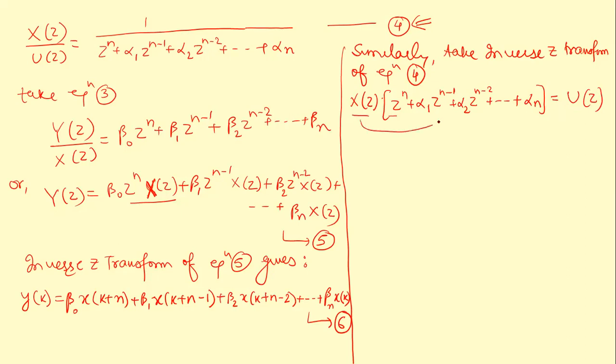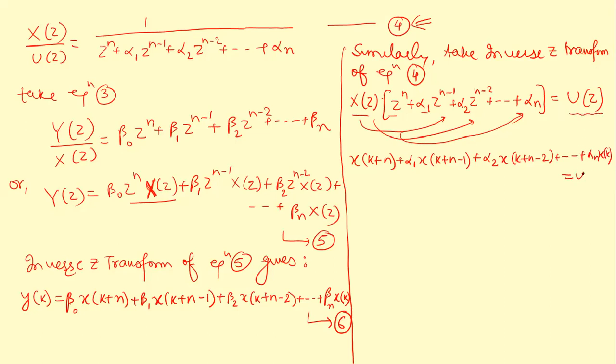Now X(z) into z^n, X(z) into this, X(z) into this. If we take the inverse z transform, z^n X(z) will give us x(k+n). Then we have alpha 1 and X(z) into z raised to the power n minus 1, which has been delayed by one sample, so it will give us x(k+n-1). Plus alpha 2 into x(k+n-2), and so on, up to alpha n x(k), is equal to the inverse z transform of U(z), which will be u(k). This is, for example, equation number 7.